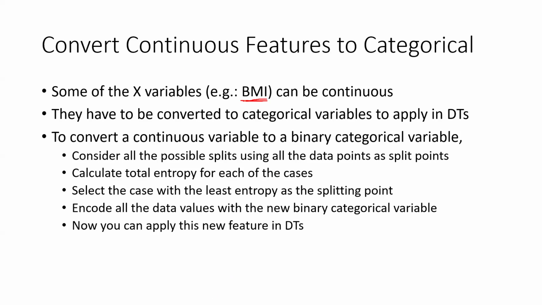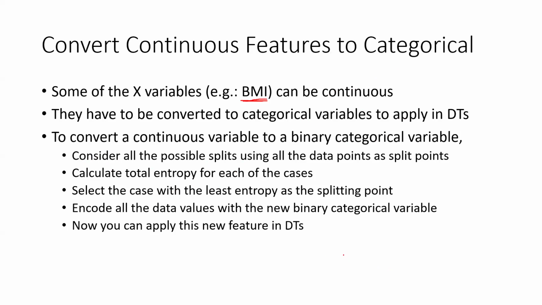When you are using these kinds of continuous variables in decision trees, you have to convert them into categorical variables, right? You have to learn how to convert these continuous variables into categorical variables so that they can be used in decision trees. The first thing you do when converting a continuous variable to a categorical variable is you consider all the possible splits using all the data points as split points.